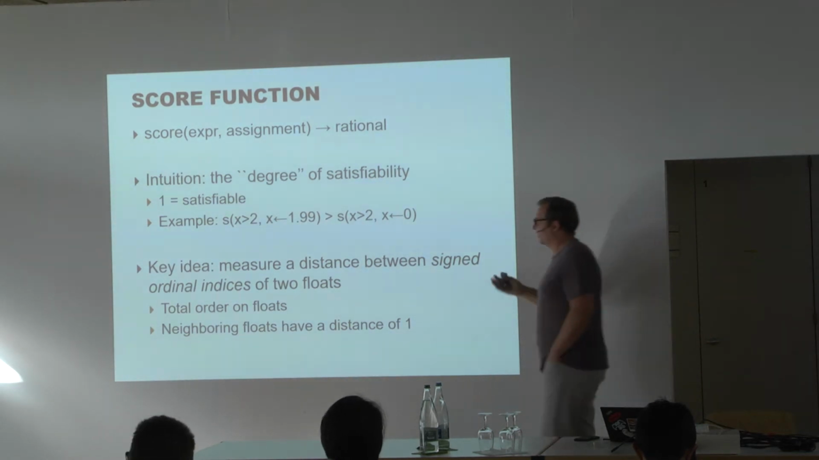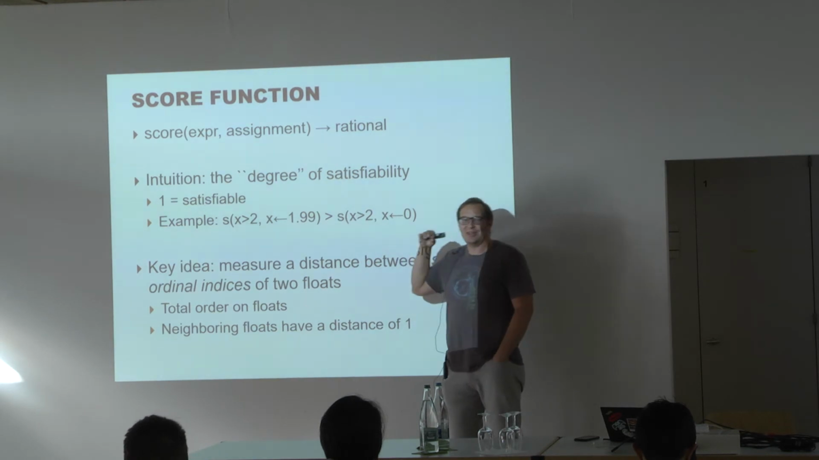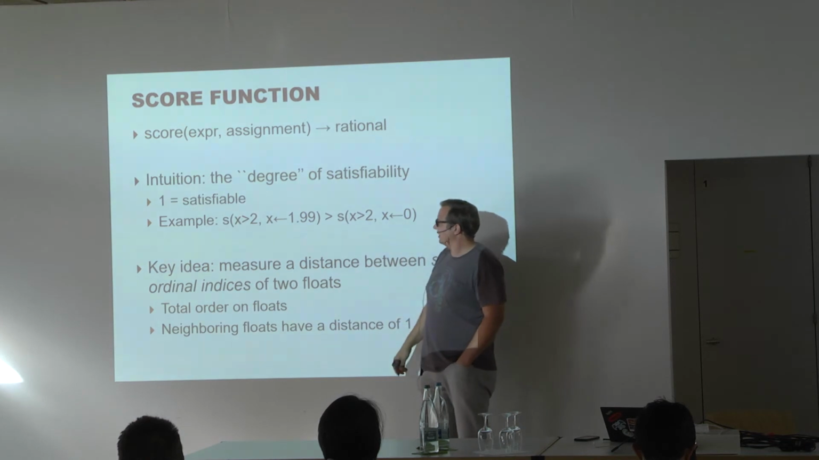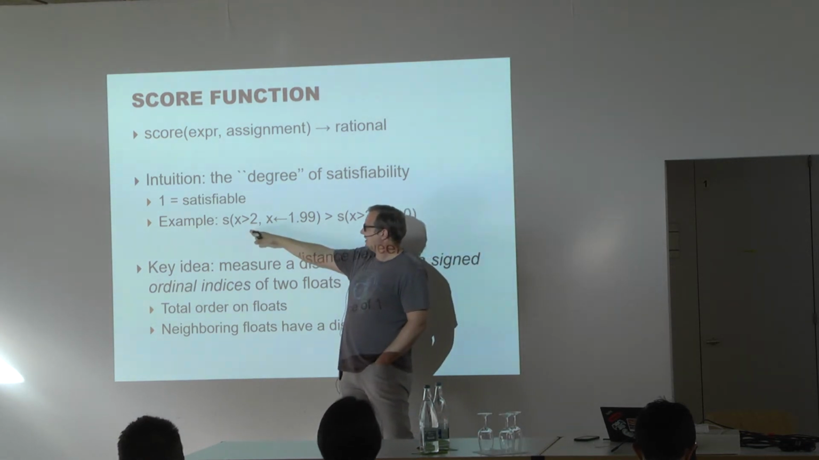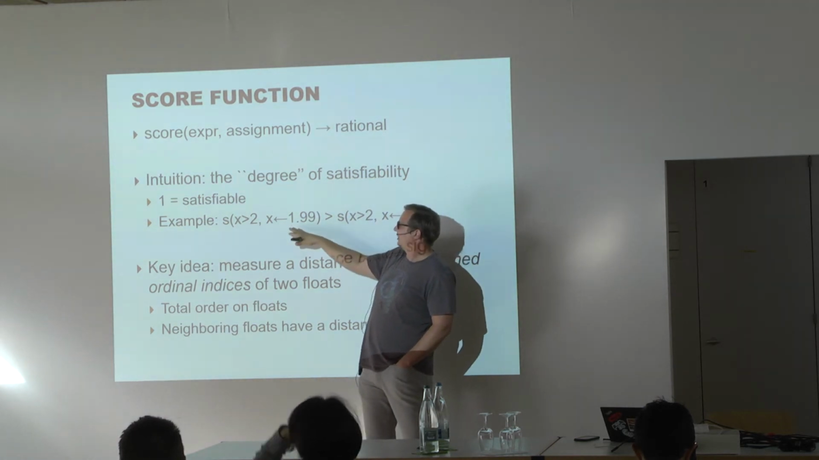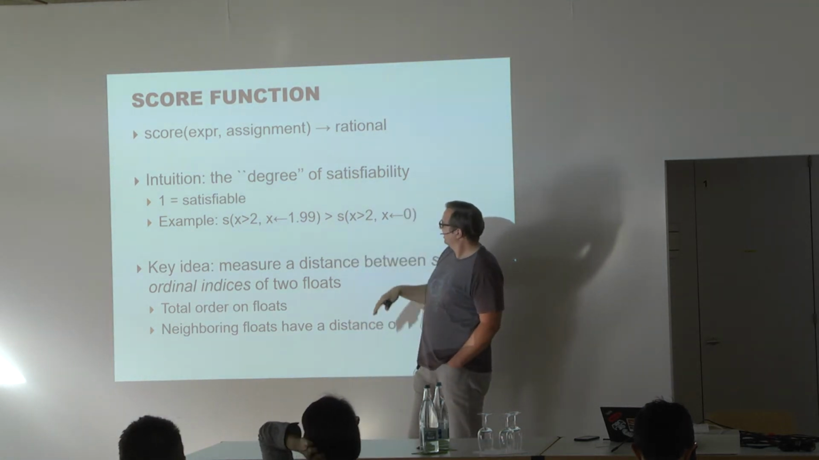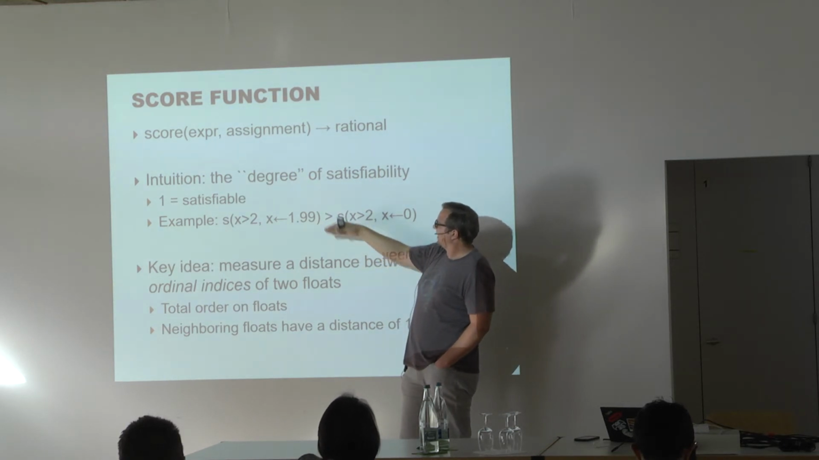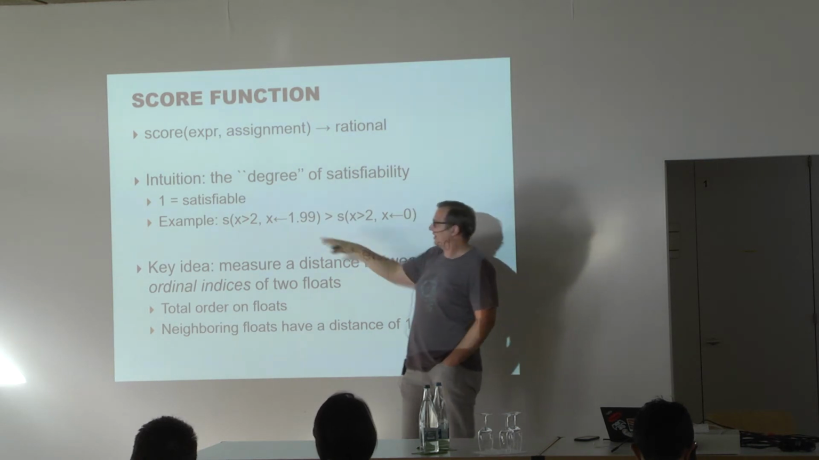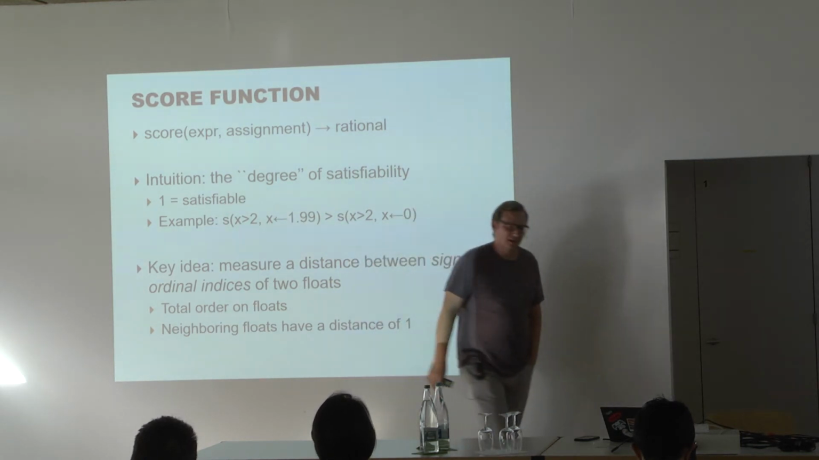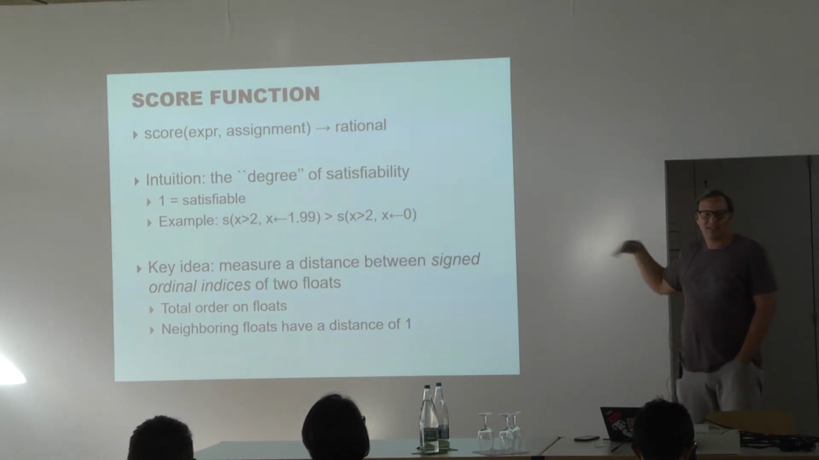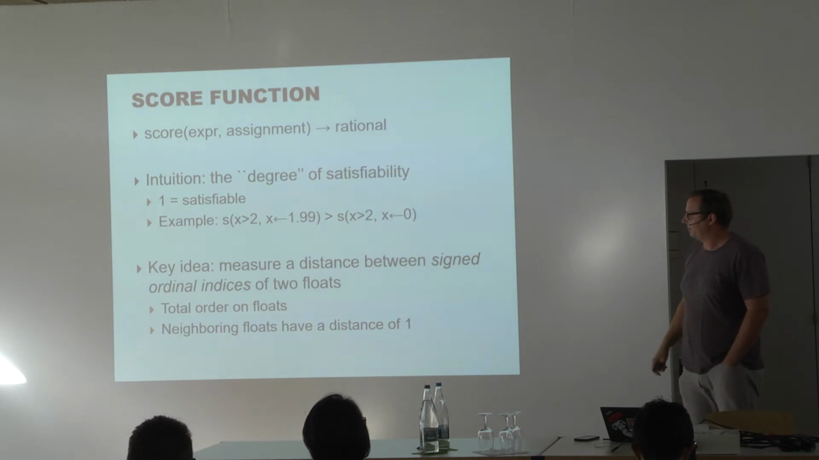And if it's not 1, but the closer you are to 1, the more satisfiable they should be. So this is a simple example. If your constraint is x greater than 2, and currently in your assignment 1.99 is assigned to x, that should have a greater score than the same constraint where x is assigned 0, because you're closer to satisfying it. And of course, this is heuristics. You can't do this all the time, but it's heuristics that we use.